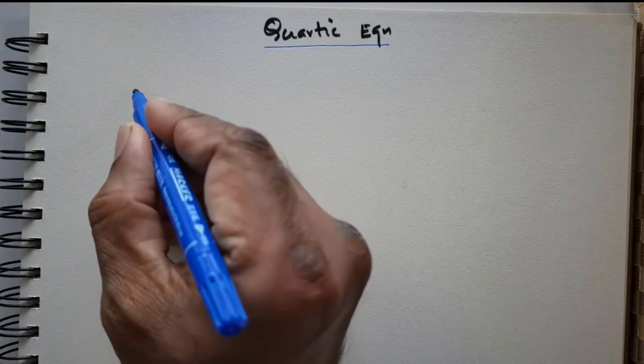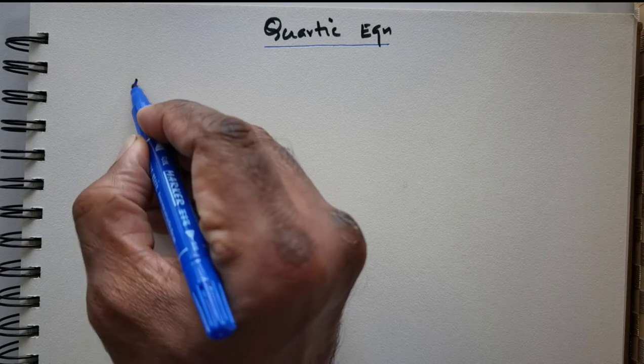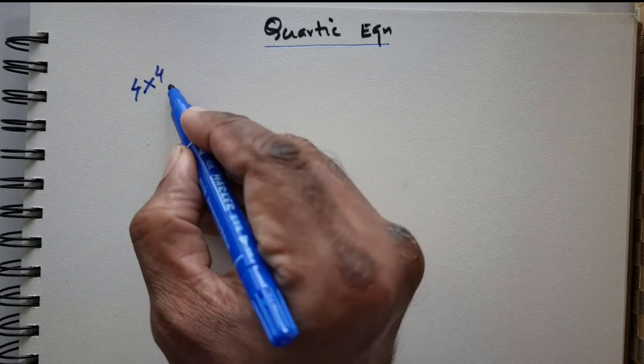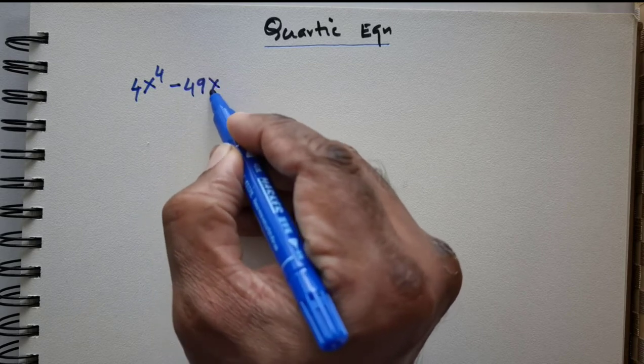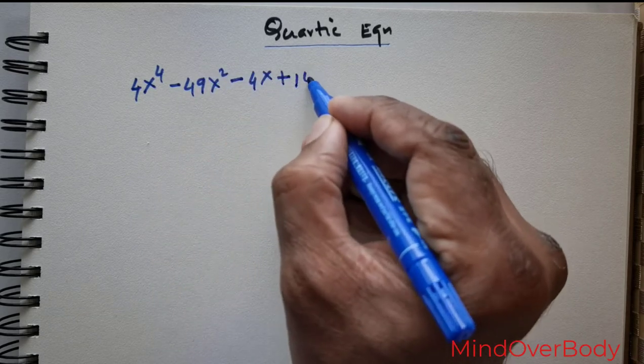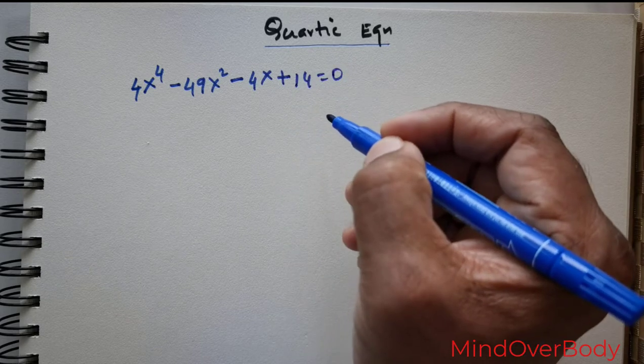Welcome everybody. We've been given a quartic equation: 4x^4 - 49x^2 - 4x + 14 = 0.